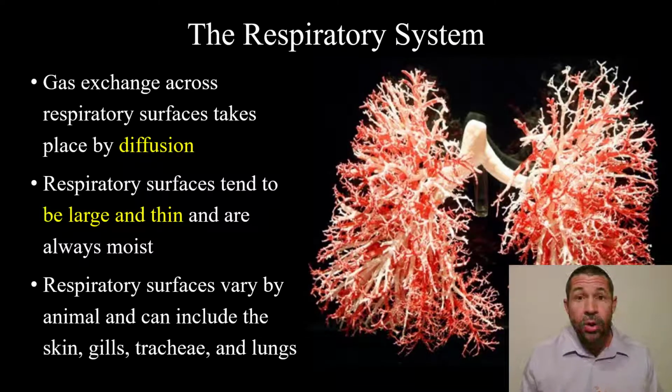All animal respiratory systems facilitate gas exchange because all animals do cellular respiration, using oxygen to convert glucose into ATP. So the function of the respiratory system in animals is to get oxygen to their cells and rid those cells of the waste product carbon dioxide.